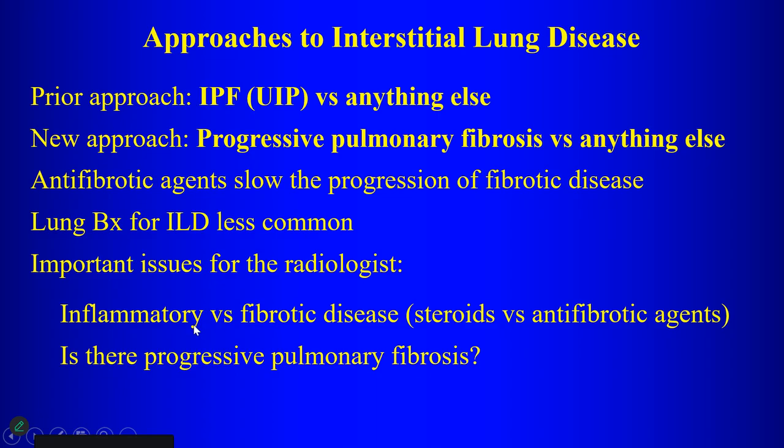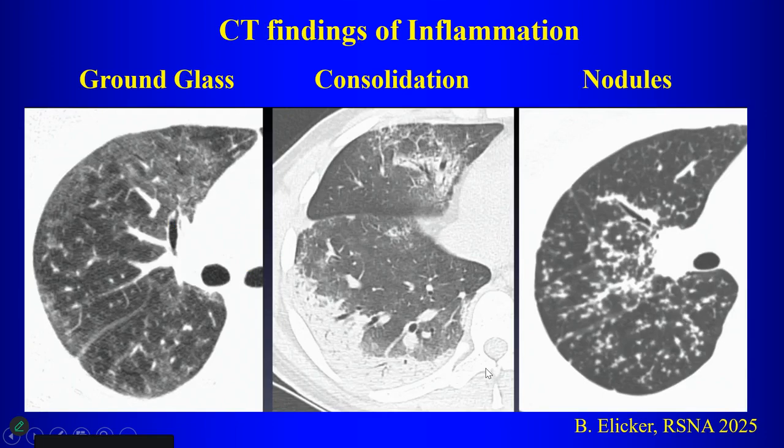Do we find inflammatory findings versus fibrotic findings? Because if it's predominantly inflammatory, those patients can be treated with steroids and immunosuppression. As opposed to fibrotic disease, those patients are treated with antifibrotic agents. And is there progressive pulmonary fibrosis? Is the fibrosis getting worse?